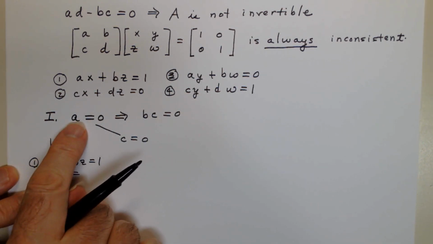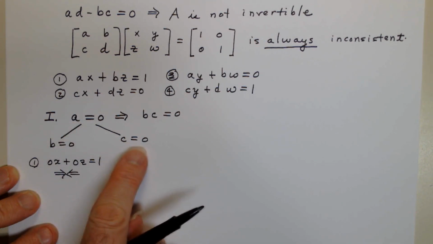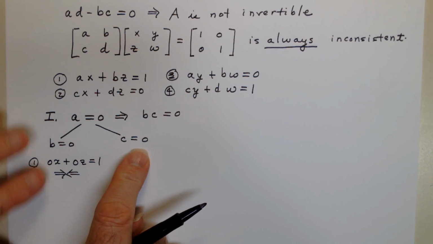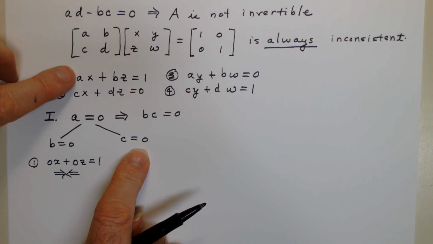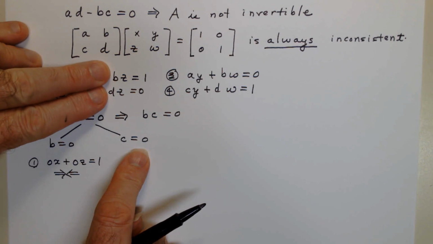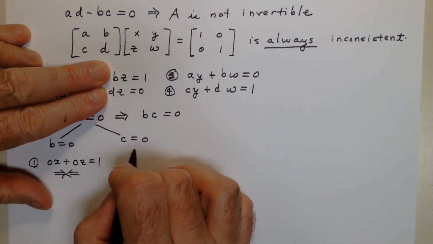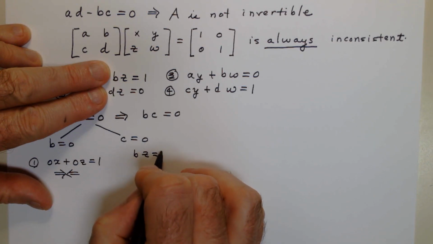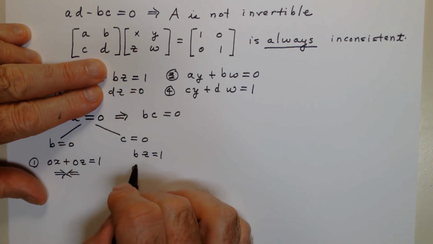Now, this one's a little more complicated, but let's look at the case where a is equal to 0 and c is equal to 0. Now, if we look at equations 1 and 2, we're going to be able to get something out of this, because if a is equal to 0 and c is equal to 0, then equation 1 boils down to b times z is equal to 1, and d times z is equal to 0.